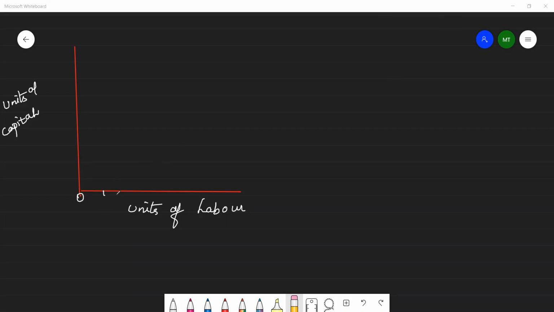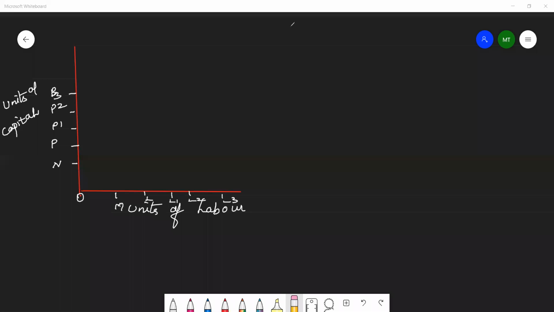M, then L, then L1, then L2, then L3. Same way here we have N. Next P, then P1, then P2, then P3.